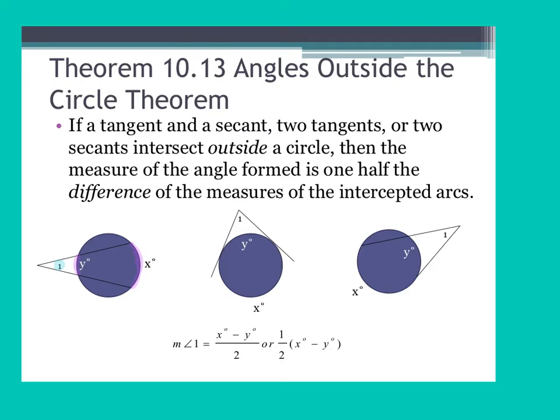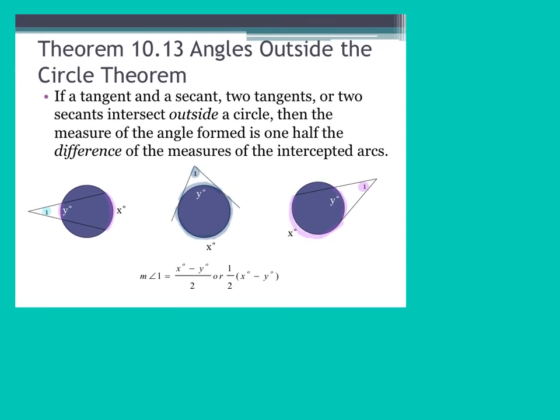If I want to find angle 1 here, it's the big arc it intercepts, which is x, minus the little arc it intercepts, which is y, divided by 2. So a lot of times I'll just say big minus little, divided by 2, okay? That's how we're going to find an outside angle.